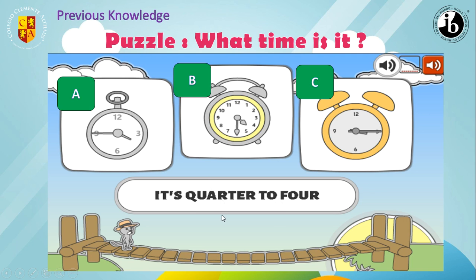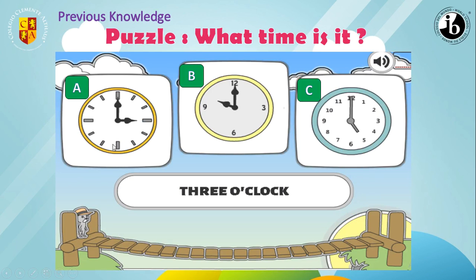It's 3:45. It means that we need 15 minutes or a quarter to be 4 o'clock. So it's 3:45. Letter A, B, or C? Letter A. Excellent. Let's continue. The next. What time is it? 3 o'clock. Okay, which one of these clocks? Letter A, letter B, or letter C? What do you say? Yes, excellent. It was letter A. Very good. Continue.